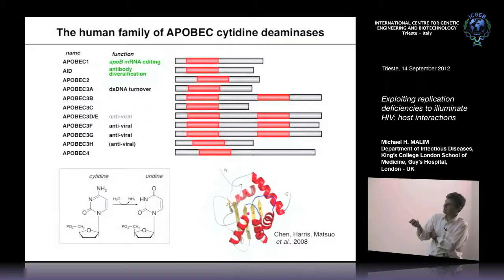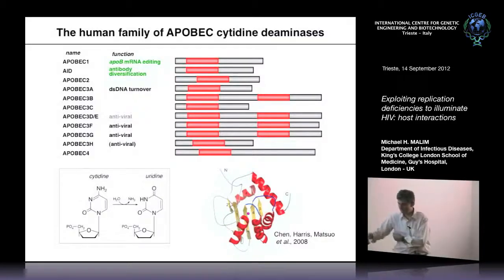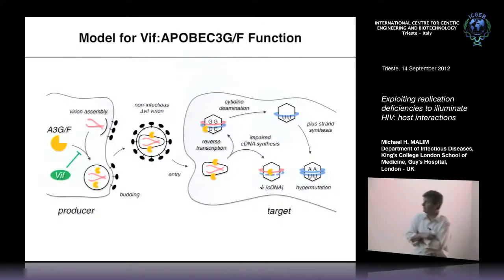But before I do that, I just want to highlight, in fact, there are many APOBEC3 proteins, and several of them are also antiviral, and I'll come to this point later. APOBEC3G is certainly a potent inhibitor of HIV. 3F inhibits HIV. 3DE also inhibits HIV to some extent, and certain alleles of 3H inhibit HIV. Work from many groups showed that, in the context of HIV infection, when Vif is absent, APOBEC3G is a potent deaminator of retroviral reverse transcripts.